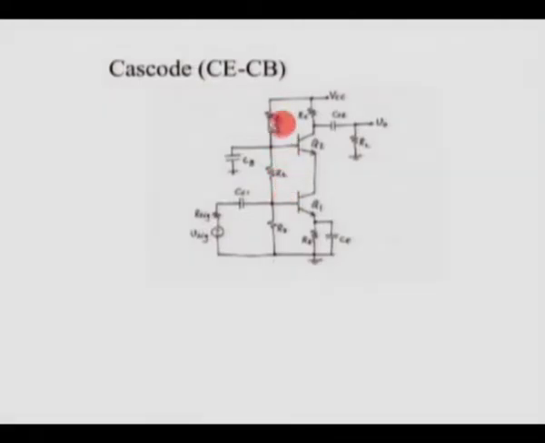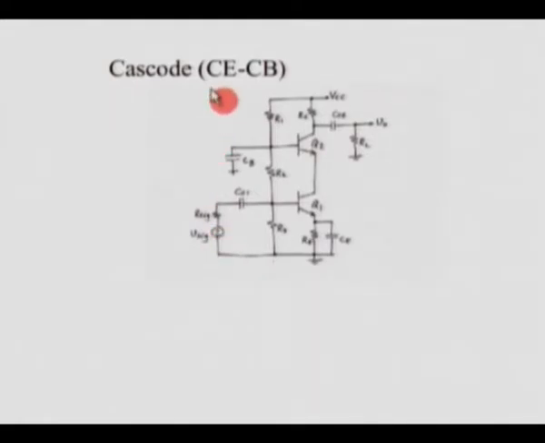At the same time it is biased through these resistors, so you have proper biasing. For AC this is a common base. Because we have the advantage of the high frequency response, this cascade would give you almost the same frequency response as a common base stage. At the same time it would give you the input resistance of the common emitter stage.